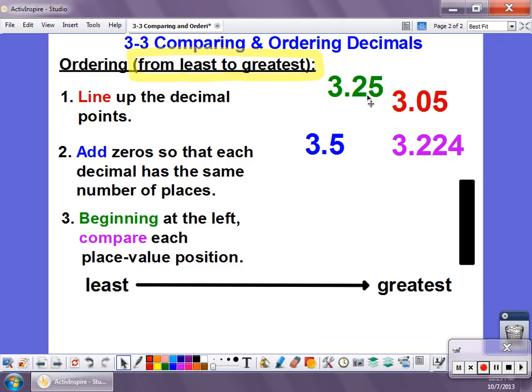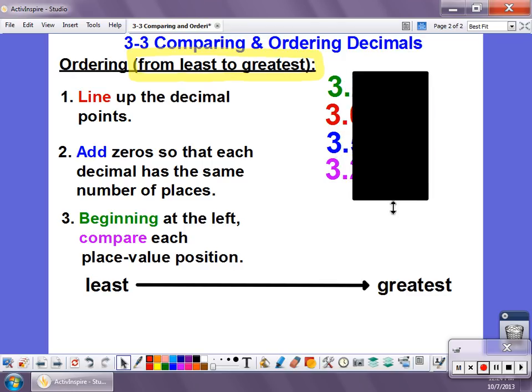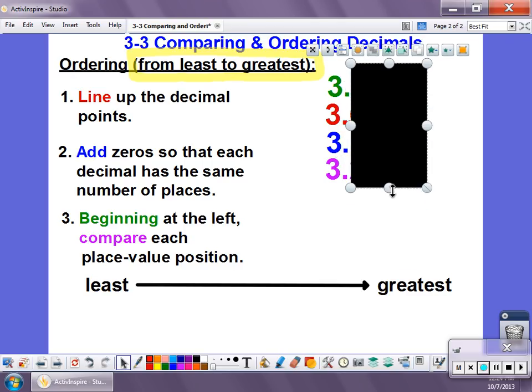So I'm going to take these numbers, line up all my decimal places. I'm going to use my place value. I'm going to fill in all these empty place value positions so that each of my numbers now has the same place value: 3 and 250 thousandths, 3 and 50 thousandths, 3 and 500 thousandths, 3 and 224 thousandths. And what I want to do is put these in order from least to greatest. So if I cover up my place values and I start looking, all these numbers have the same value out in front of the decimal. They all have 3 wholes.